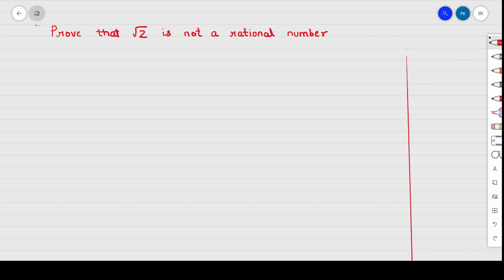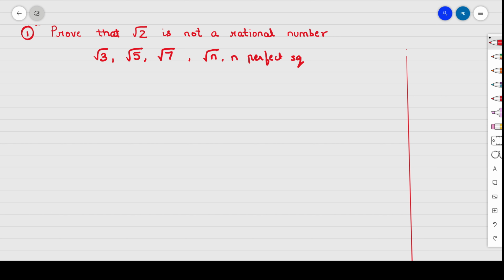The question asked in this particular section is: prove that under root 2 is not a rational number. Similarly, you may get questions like prove that under root 3 is not a rational number, under root 5 is not a rational number, under root 7 is not a rational number, or under root n where n is not a perfect square is not a rational number. So these kinds of questions are usually asked in this section. We will first begin with this and we'll see one more example.